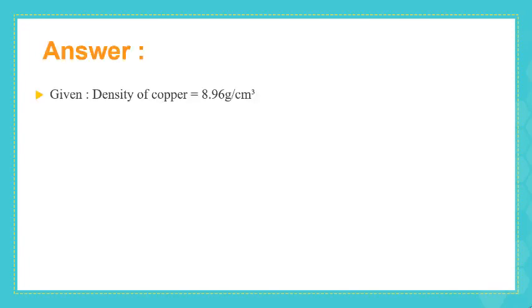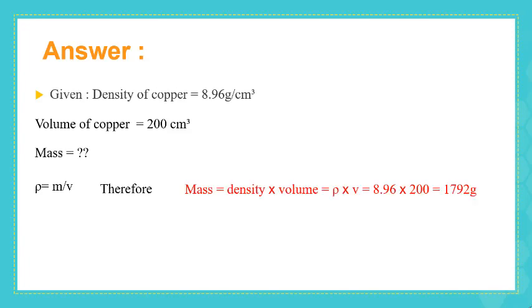The answer: given that the density of copper is equal to 8.96 gram per centimeter cube and the volume of copper is equal to 200 centimeter cube, then what is the mass? We know that rho equals m over v, then using the triangle method, you'll get that m, or mass, equals the density times the volume. Then it is equal to rho multiplied by V, 8.96 times 200 to get 1792 gram. This is the mass of copper.